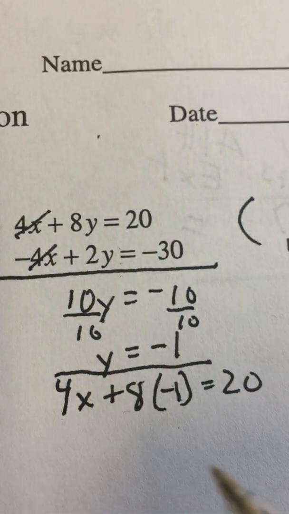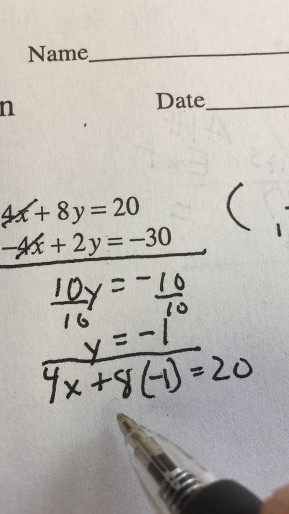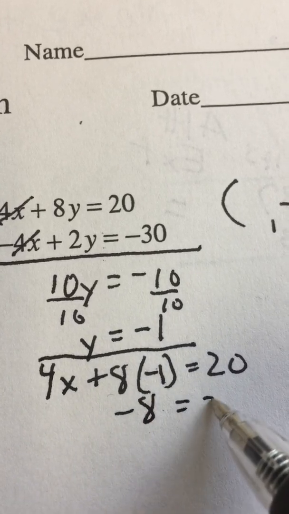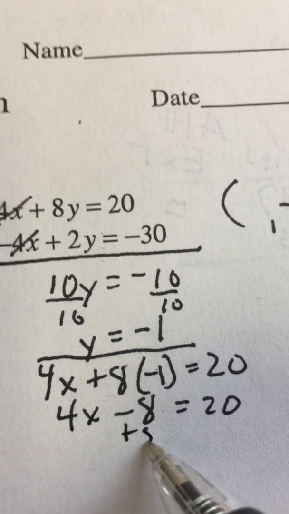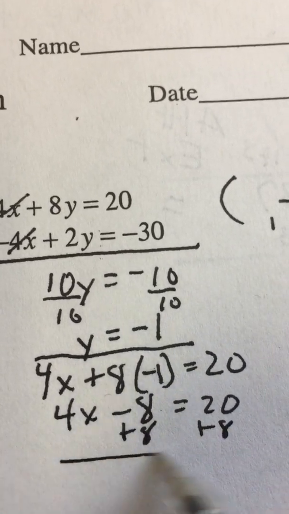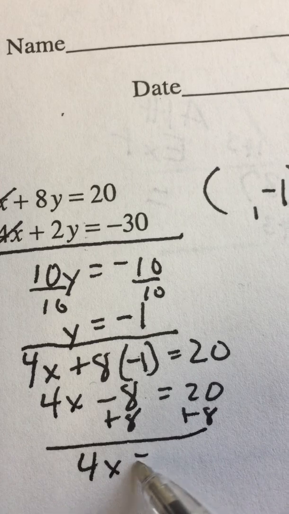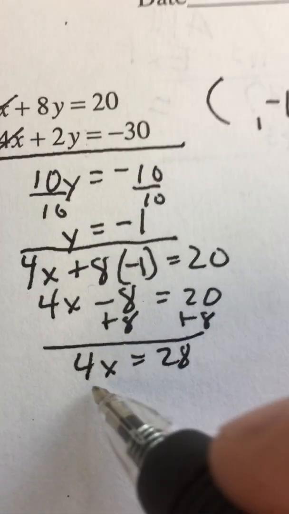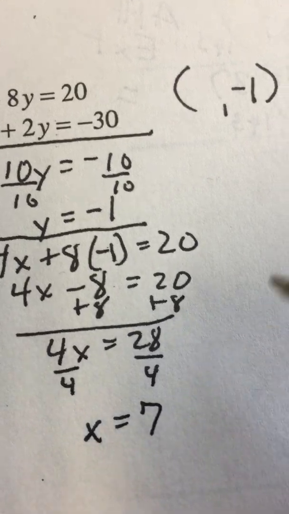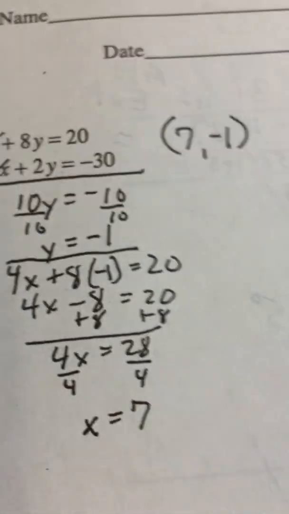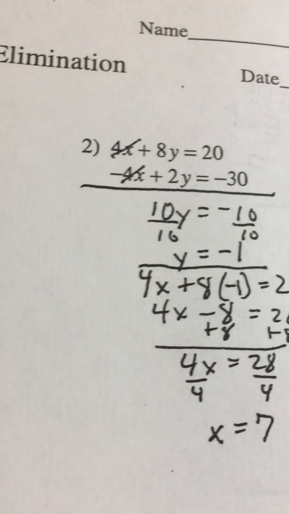It has to be one equation or the other. And then 8 times negative 1 is a negative 8 equals 20, and I still have my 4x in front of it. So get rid of the 8 first, add 8 to both sides. And then I have 4x equals 28. And then divide by 4, x equals 7. So 7 comma negative 1 is the solution to that system of equations.